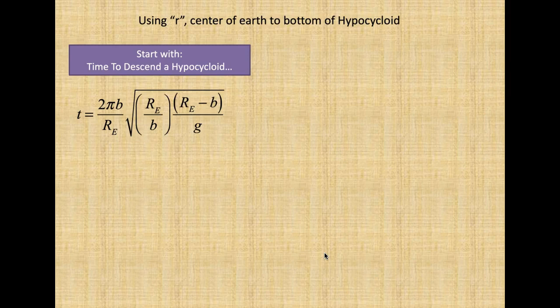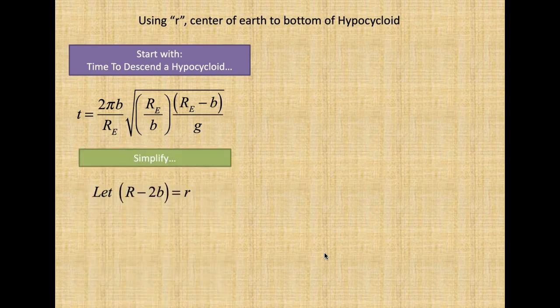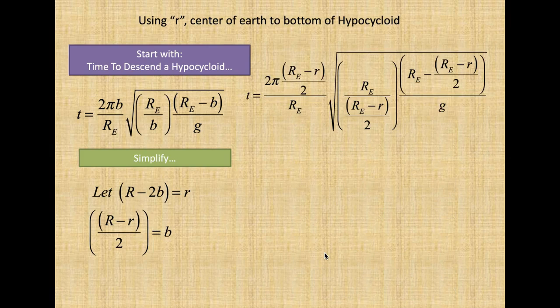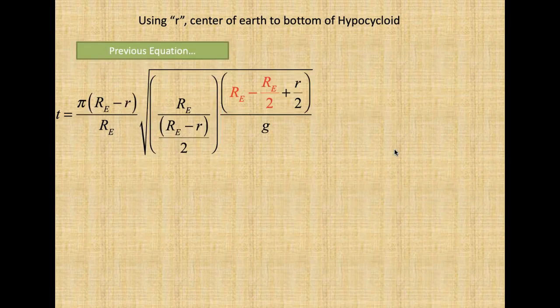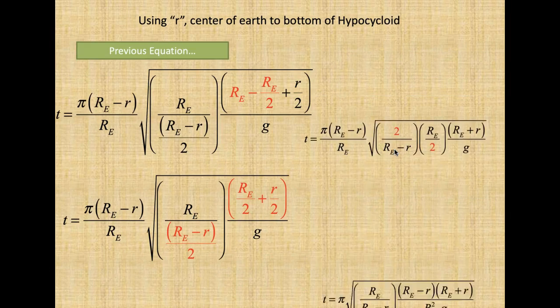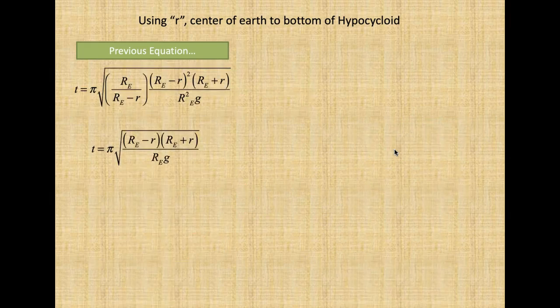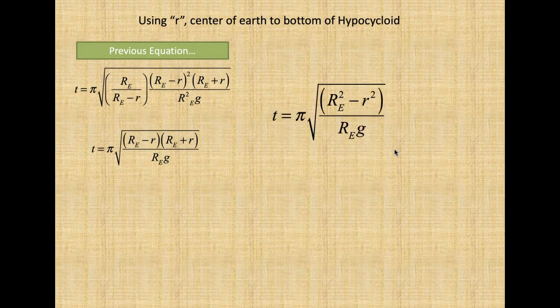Okay, now we want to use R, the center of the Earth, to the bottom of the hypocycloid. Well, we start with our original time. We simplify. We let R minus 2b equal small r. Okay, the radius of the Earth minus 2b equals small r. And we solve for b. That gives us large R minus small r, divided by 2, equals b. So everywhere there's a b, we substitute this equation. Everywhere there's a b here, a b here, and a b here. So we substitute that equation. We do some simplification. Therefore, there's our time.